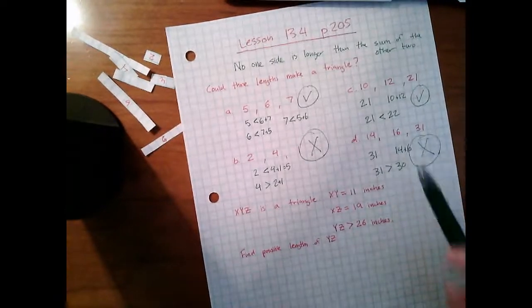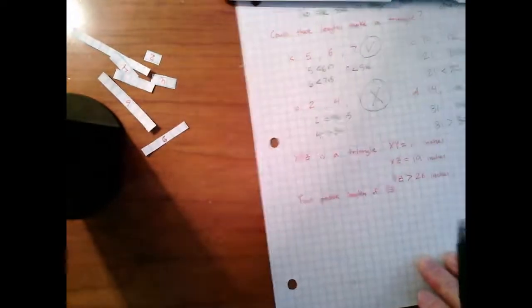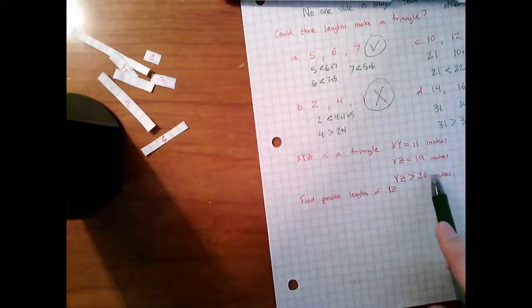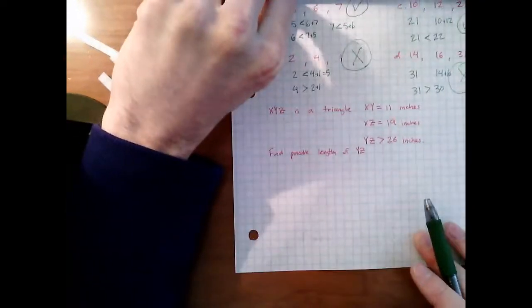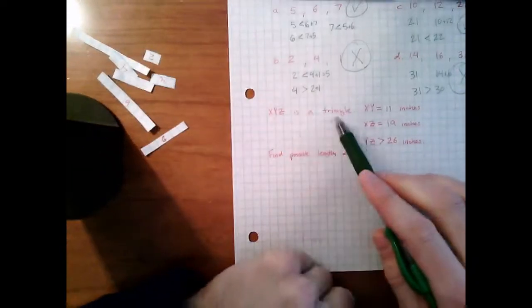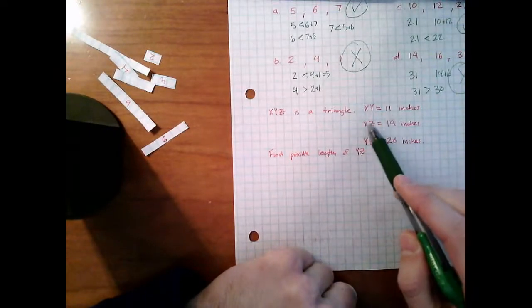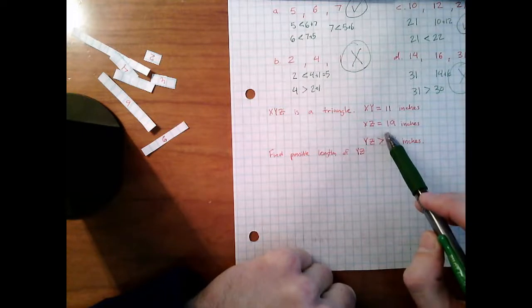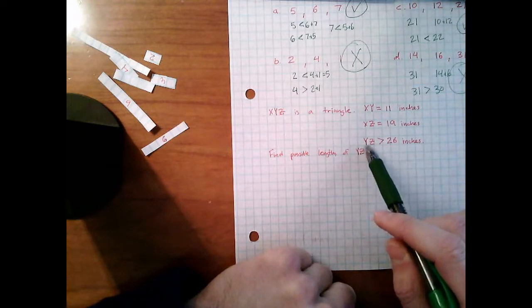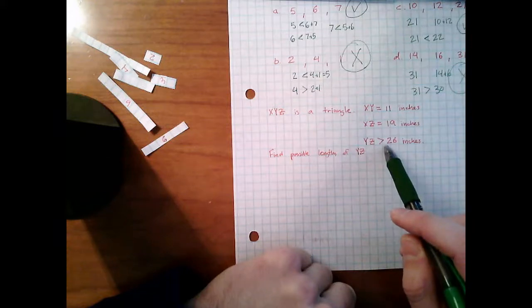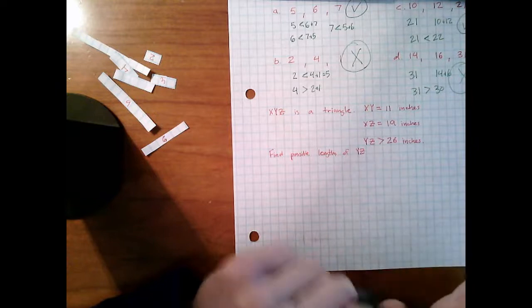We actually can also use this information to help narrow down answers. So if you're following along in the book, this question is on page 210. They tell us that XYZ is a triangle. The XY is 11 inches and XZ is 19 inches. They don't give us the length of YZ, but we know that it's more than 26. And we have to find the possible lengths that could be YZ.